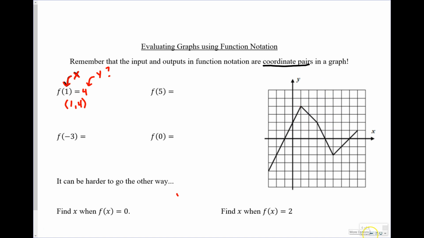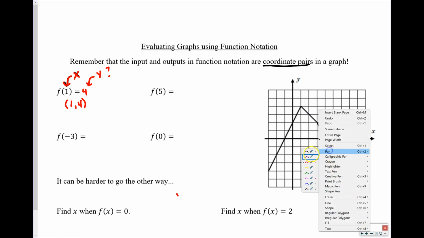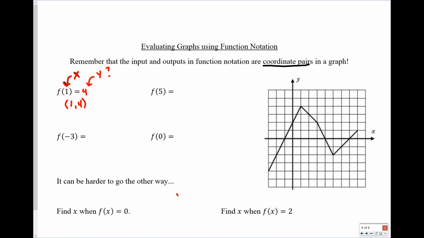F of 5 is the same thing. All of these are the same thing, really. I just want to show a lot of examples. So f of 5, that's saying your x. We want to find my y. So I'm going to go find 5 on my x-axis. 1, 2, 3, 4, 5.